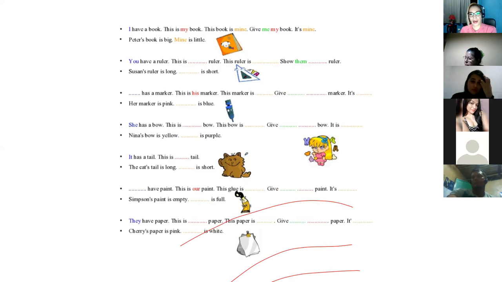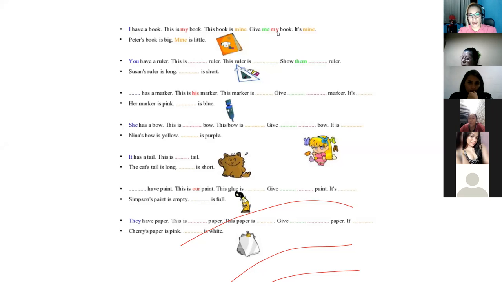Give him his marker. It's his. ¿De quién es? De él. ¿Y cómo decimos eso? It's his, like, possession, right? Estamos hablando de a quién le pertenece. Okay, let's continue. Her marker is pink, mine is blue.